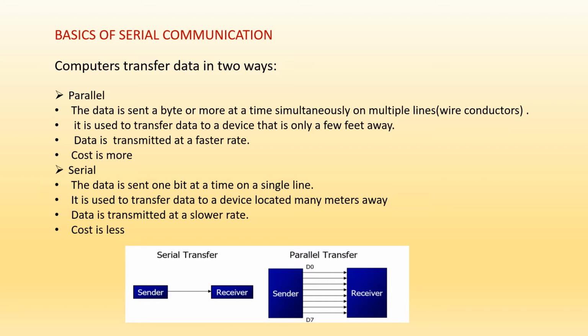Since in serial data transfer we are transmitting one bit at a time, the data transmission rate is slower. But since there is only one path between the sender and the receiver, the cost involved is less. Not only that, serial data transfer can be used to send data from one city to another city, so we can use telephone lines to send the data from the sender to the receiver.